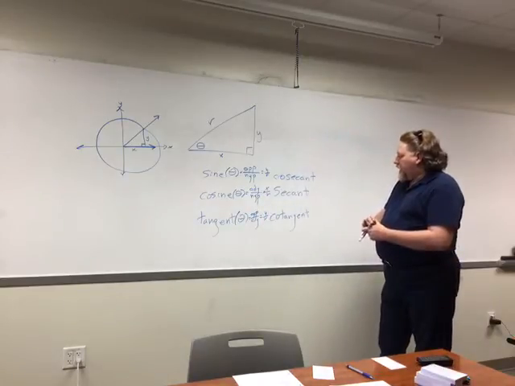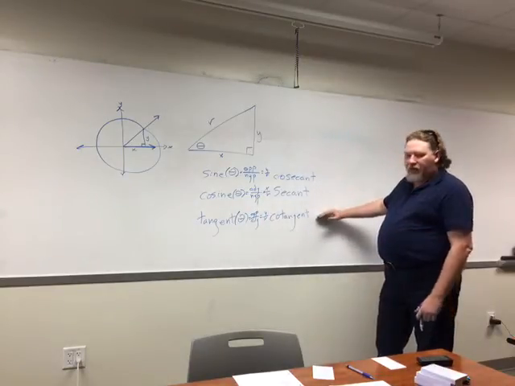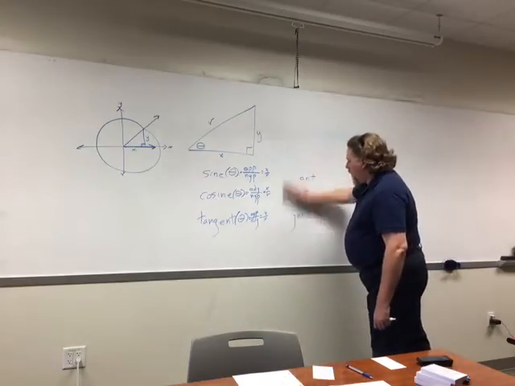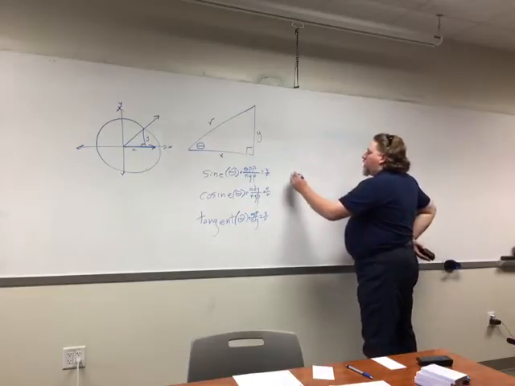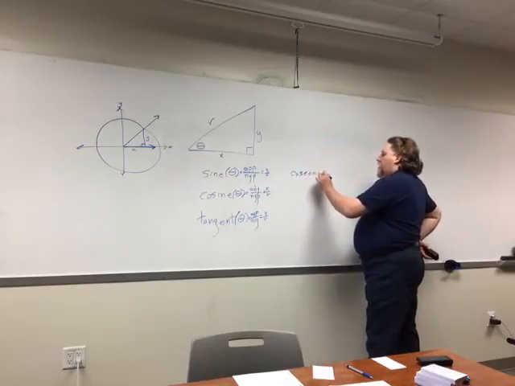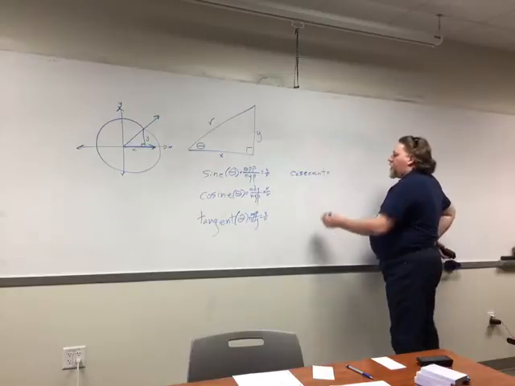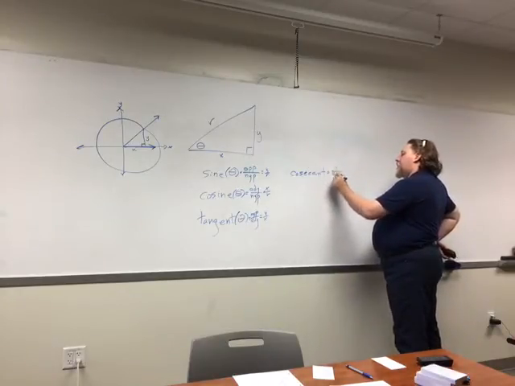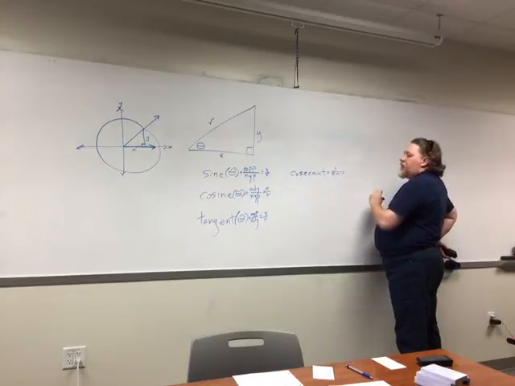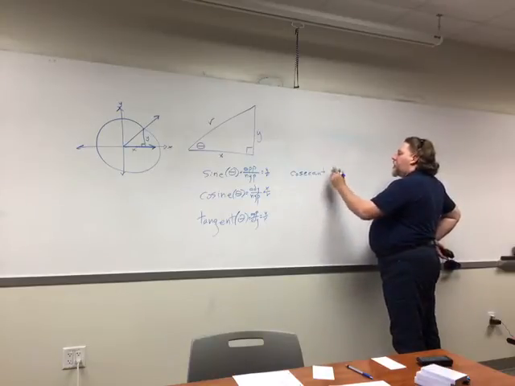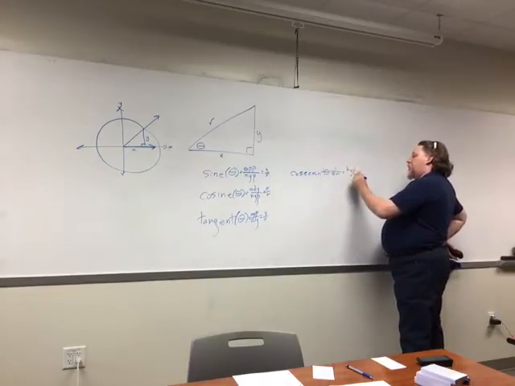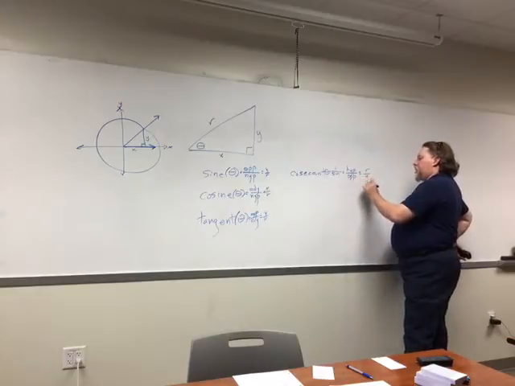Now the other 3, cosecant, secant, and cotangent, and I see I wrote those a little bit close, so I'll scoot them over a little bit just so you can see more easily in your notes. Cosecant is the reciprocal of sine. And so cosecant of our angle right here would be hypotenuse over opposite, or if you prefer, r over y.